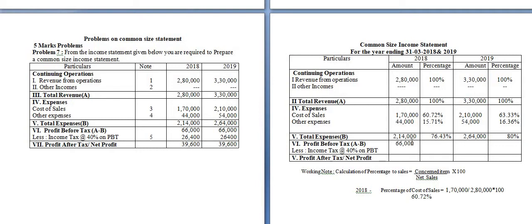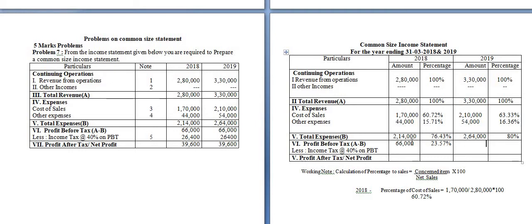Okay. Find out the percentage. 66,000 divided by 2,80,000 into 100. You will get the percentage. How much is the percentage? 23.57 percentage. Done. Next one.